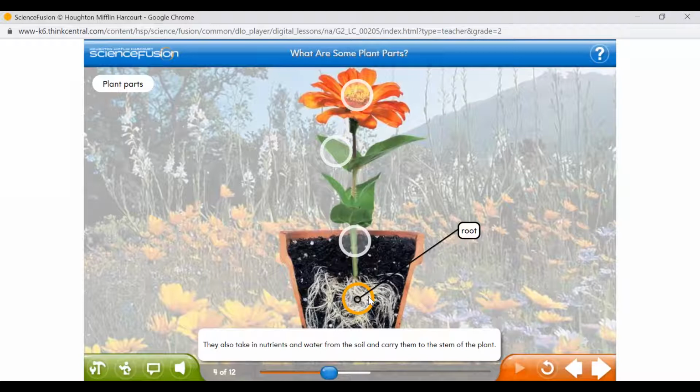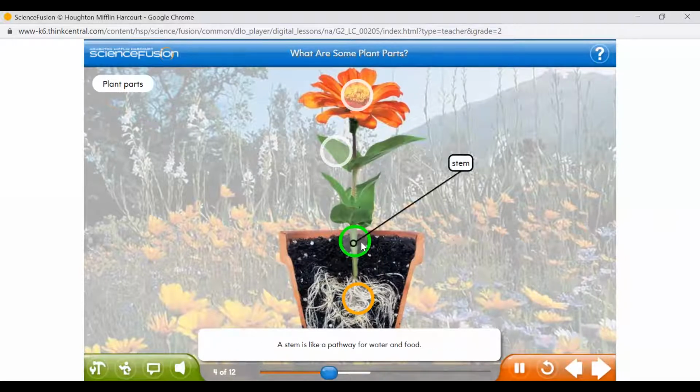Exactly. Carry water to the stem from the ground. Where is it? It's down there in the ground. So what do I have to take from here? I'm going to take water and nutrients. So I'm going up, up, up to the stem.